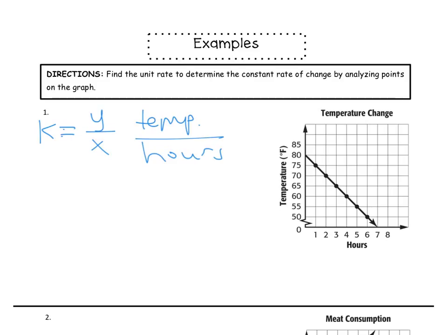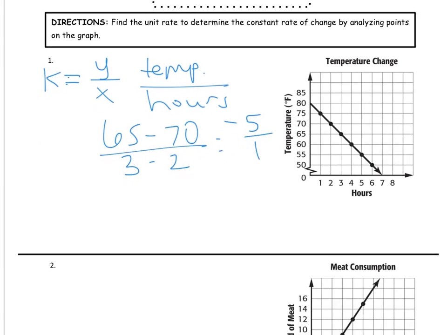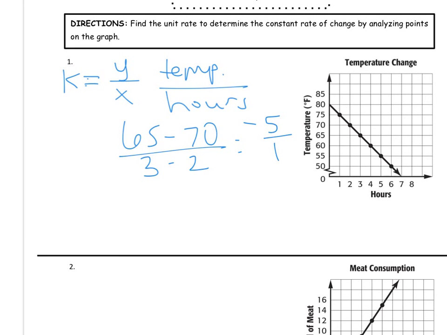So let's go ahead and do that. Let's take our 65 and subtract 70. And you're thinking, wait, Miss Garcia, that's backwards. Remember, the temperature is dropping, it's decreasing, it's going down. So we are going to have a negative degree because the temperature is decreasing. And then at the third hour it was at 65, so 3 minus 2. 65 minus 70 is negative 5, and 3 minus 2 is 1. So what's happening is it is dropping 5 degrees every hour. So K equals negative 5.